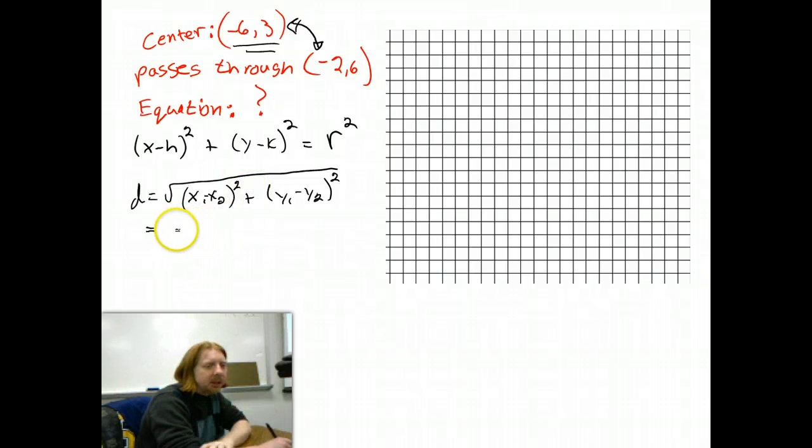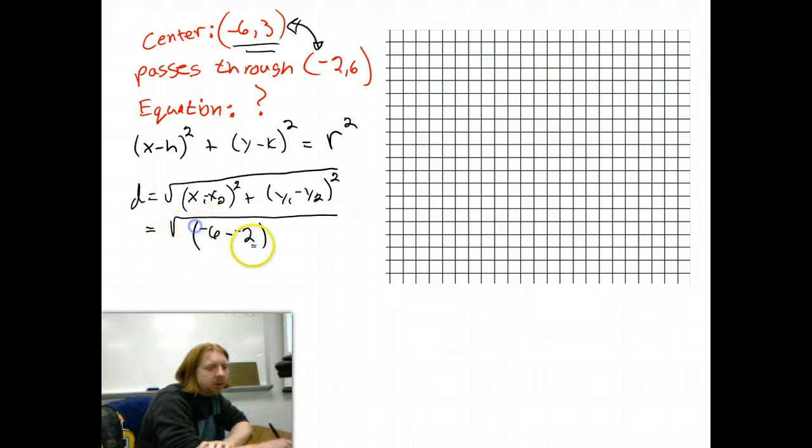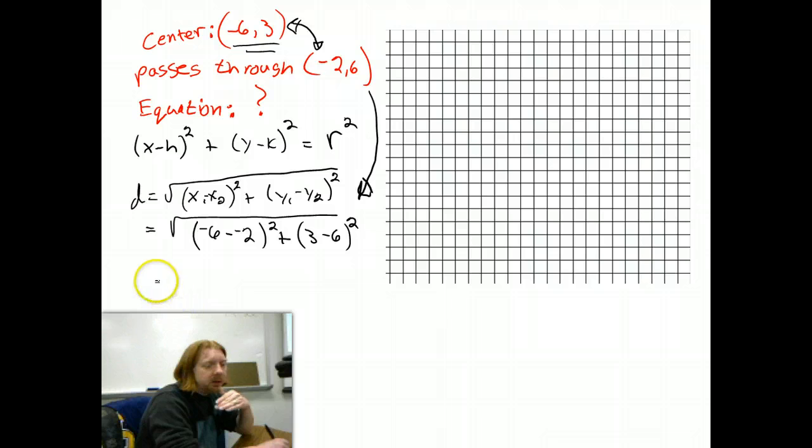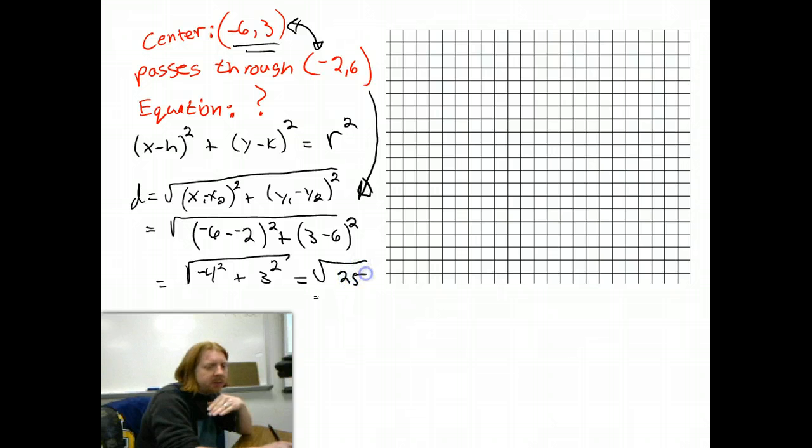So this is going to be the square root of -6 minus -2 squared plus 3 minus 6 squared. And that's me just taking the 2 x's and subtracting them and the 2 y's and subtracting them. So that simplifies to -4 squared, 3 squared, take the square root. That simplifies to the square root of 25, or 5.